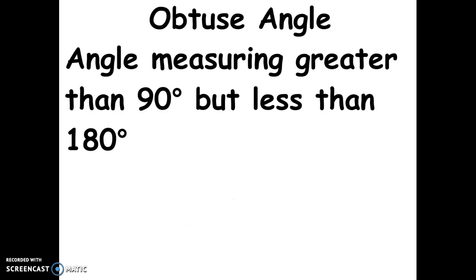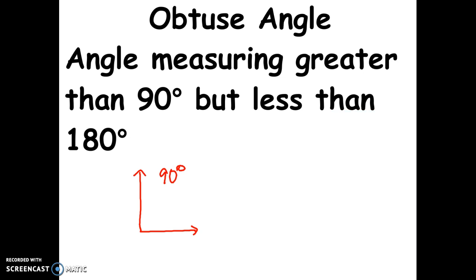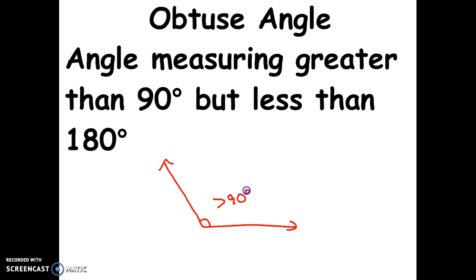But an obtuse angle is an angle measuring greater than 90 degrees, but less than 180 degrees. So we know that a 90-degree angle is here. A 180-degree angle is just a straight line. So this would be 180. So we're saying that an obtuse is going to be in between a 90 and a 180. So an obtuse angle would look probably something like that. So this angle here is greater than 90, but less than 180.